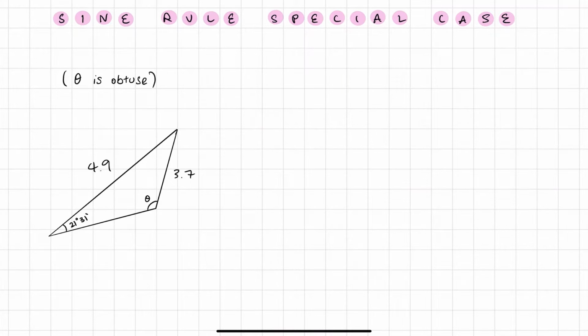If you can understand how to do those questions in those videos, then you can probably answer any sine rule question. So I thought I'd go through this special case, which is a really good question to come out in the exam. And basically it's this question here.